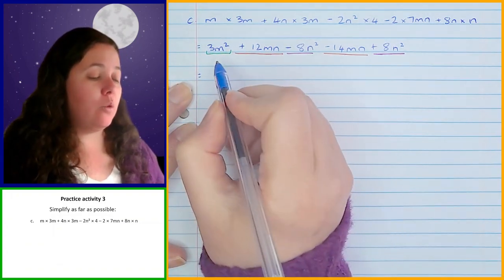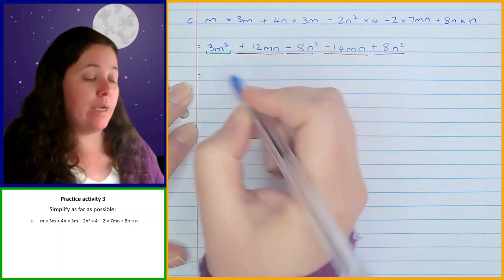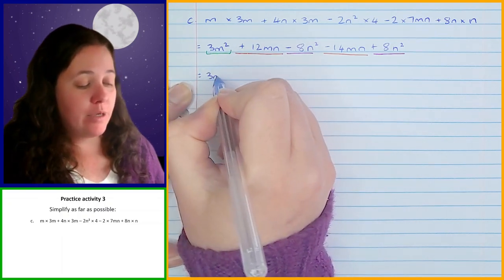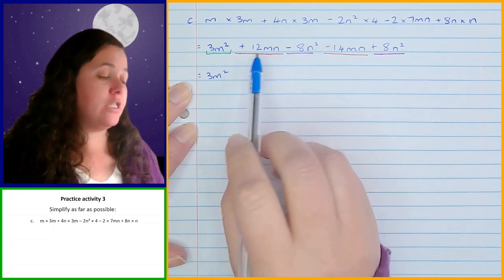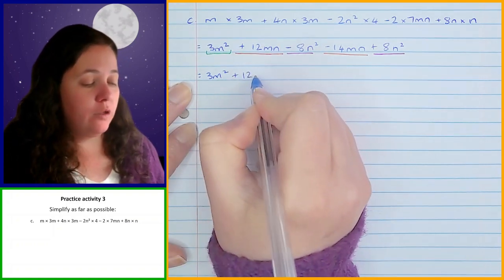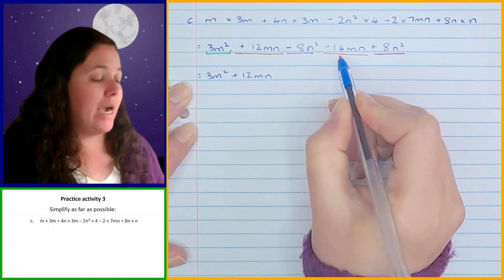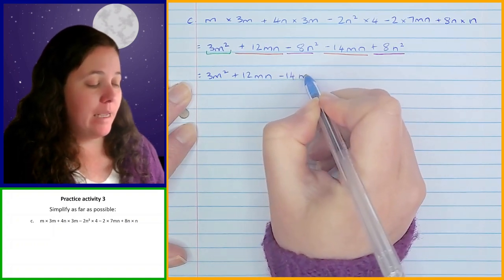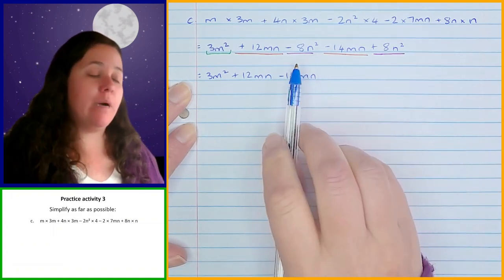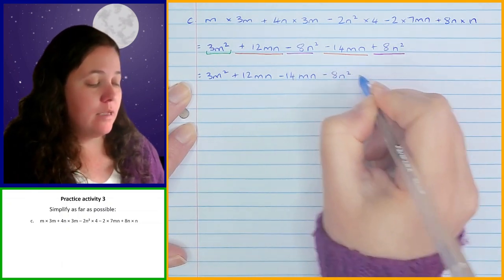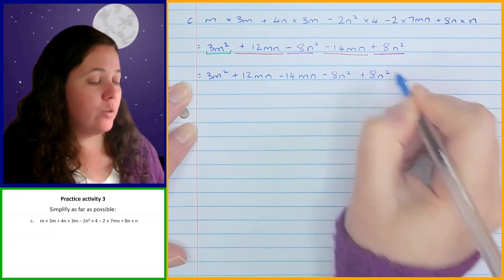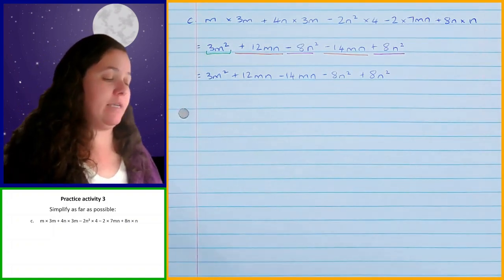Now, there is only one m squared term, so it's just going to be that m squared, and then I can go on to my mn. So I'm going to collect those. So I've got plus 12mn minus 14mn. Then I'm going to do my n squared. So I've got minus 8n squared plus 8n squared.